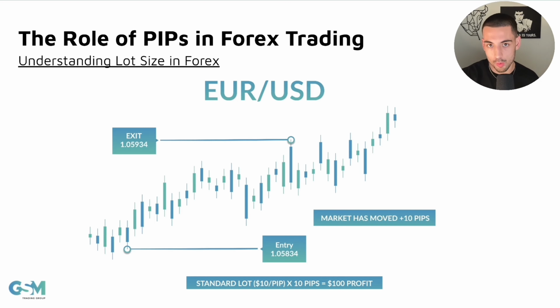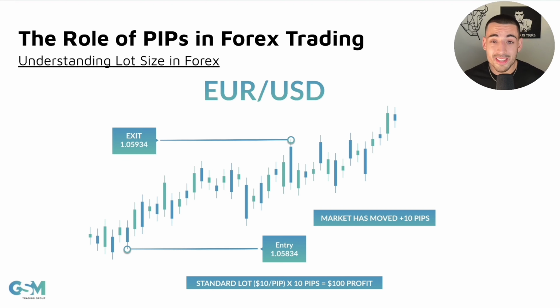So let's paint a picture real quick. Let's say that you buy on Euro USD, which basically means that you're anticipating price is going to rise. Let's say you bought at 1.05834, and then you ended up exiting that trade at 1.05934. That means that the market has moved 10 pips in your direction. Now, let's say that you were using a standard lot, which is $10 per pip. You would multiply that by how many pips you caught in the market, which was 10 pips, and that would equal $100 profit in your trading account.